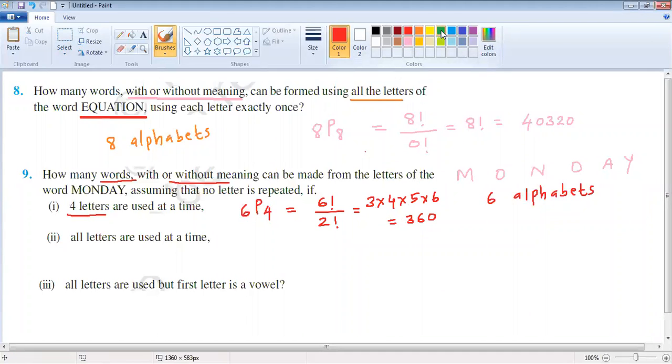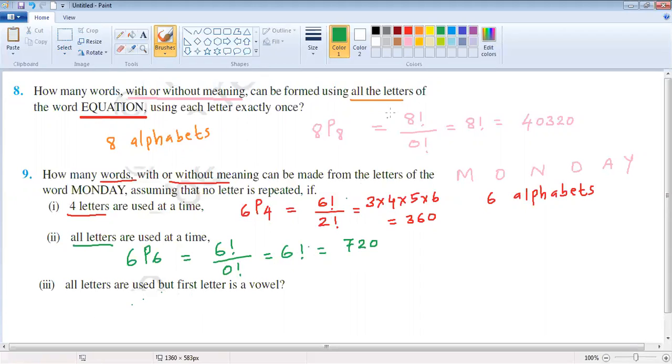Next, all letters you have to use. That means you have 6 letters. You have to use all the 6 letters. That means you have to select all the 6 letters. So it is 6P6. 6P6 is 6 factorial divided by 6 minus 6, 0 factorial. 0 factorial is 1. So which is 6 factorial. 6 factorial is 6 into 5 into 4 into 3 into 2 into 1, which is 720.